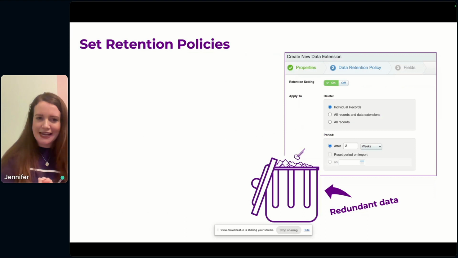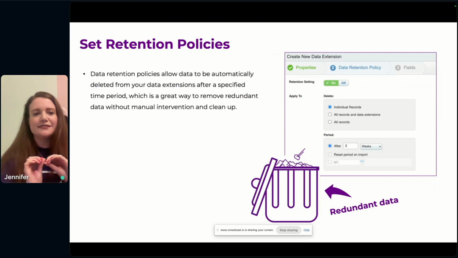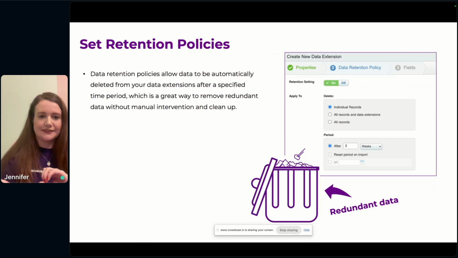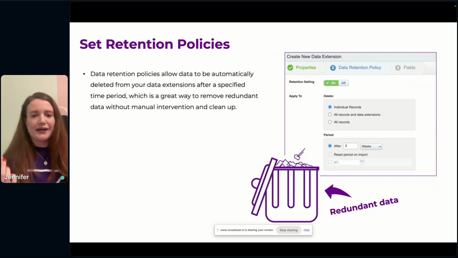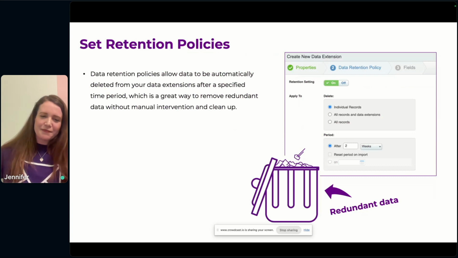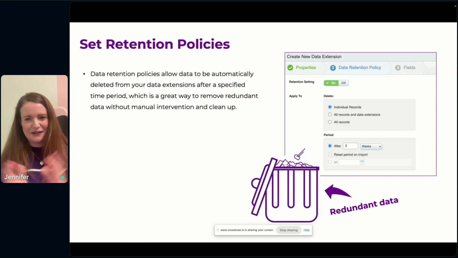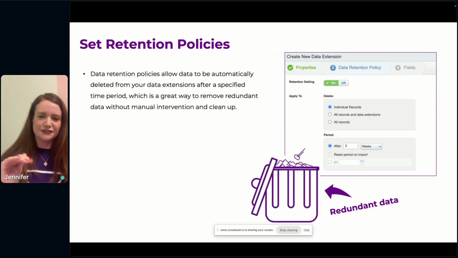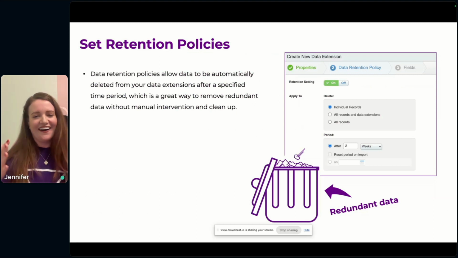And finally, set retention policies on your data extensions. So data retention policies allow data to be automatically deleted from your data extensions after a specified time period. And this is a great way to remove redundant data without manual intervention or cleanup. So you can just put your feet up and kick back, and Marketing Cloud will sort it all out for you and clear records after a specified time period, which I guess depends on the project.